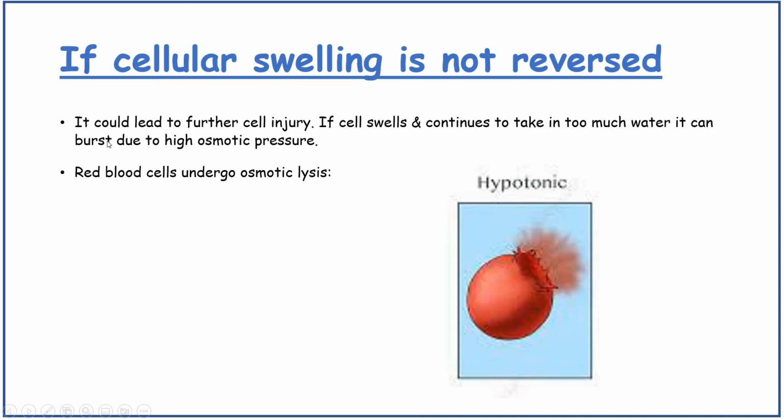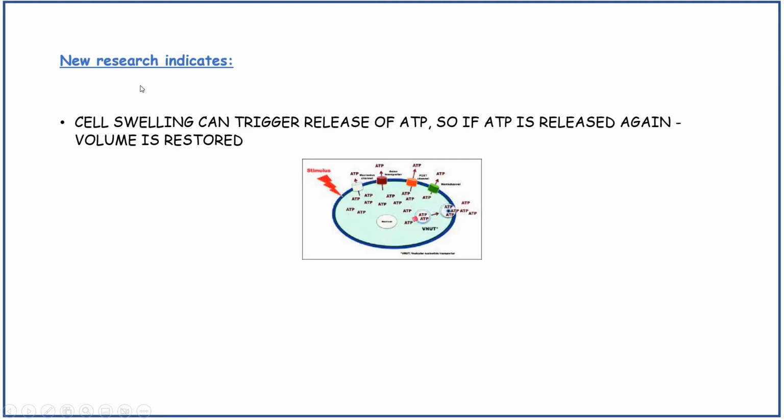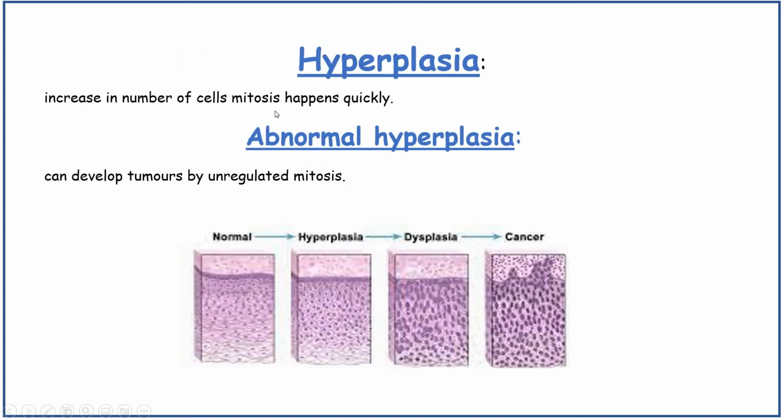If this cellular swelling is not reversed, it could lead to further cell injury. If the cell swells and continues to take in too much water, it can burst due to high osmotic pressure. Red blood cells can undergo osmotic lysis. New research indicates that cellular swelling can trigger a release of ATP. So if ATP is released, again the volume is restored.